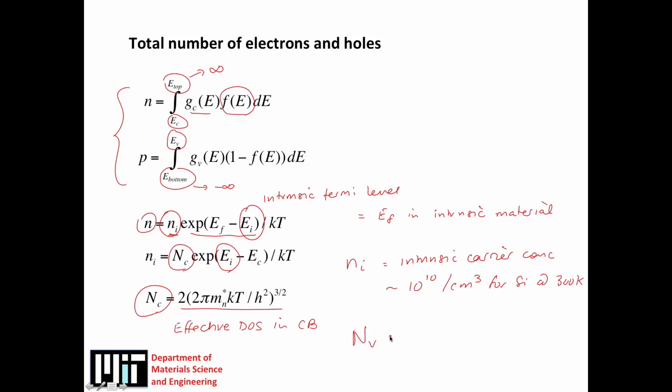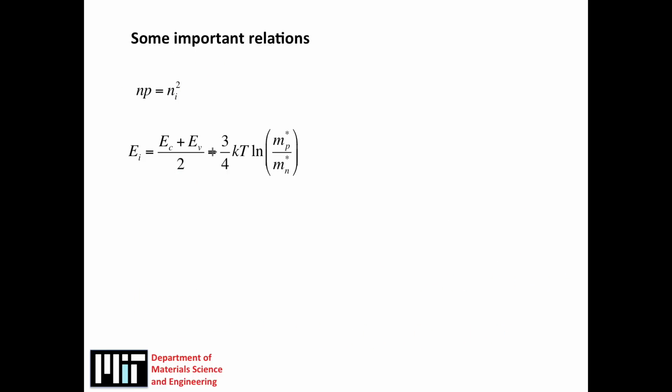We can write pi as Nv, where Nv is the effective density of valence band states, which has an expression similar to this, but with mp star in it instead of mn star, multiplied by exponential of EV minus EI over kT. So if we take the expressions we just derived for n and p, we recall that n is ni, and p has a similar expression, ni over kT, then we can see straight away that np equals ni squared.